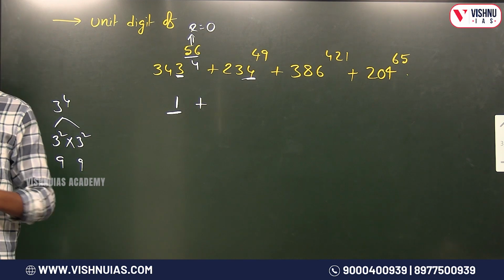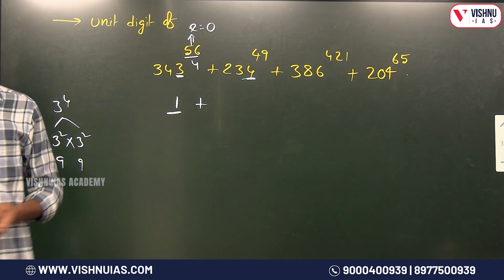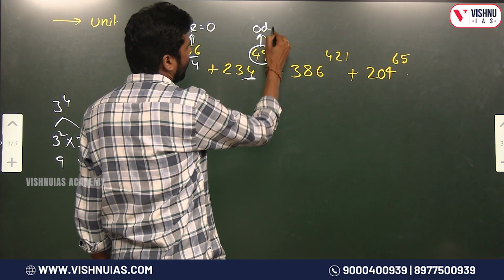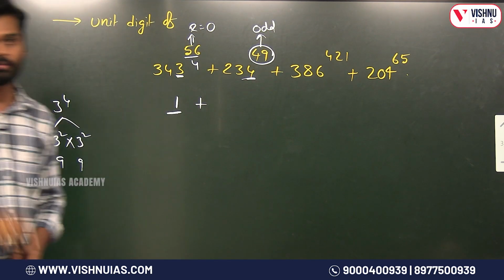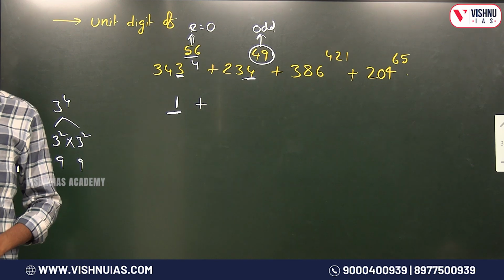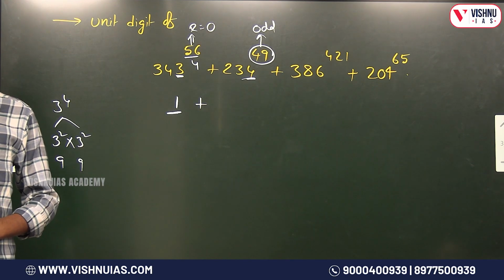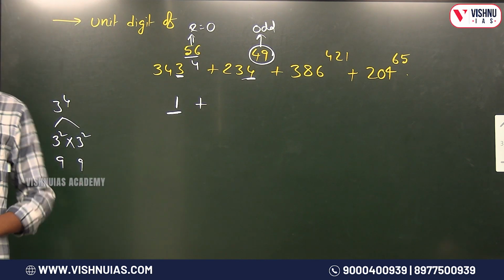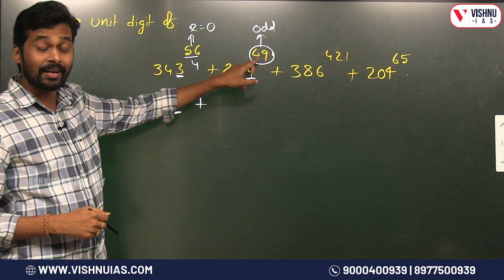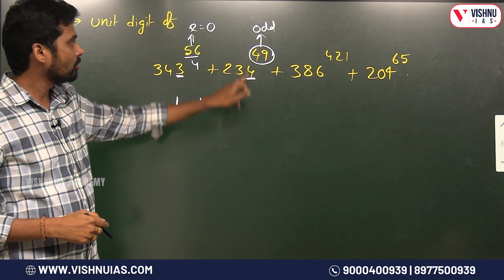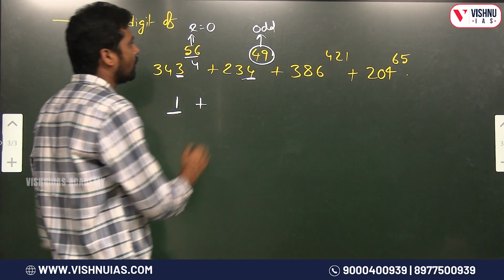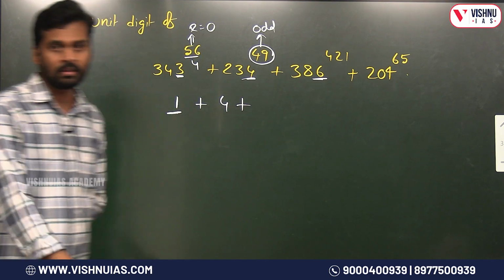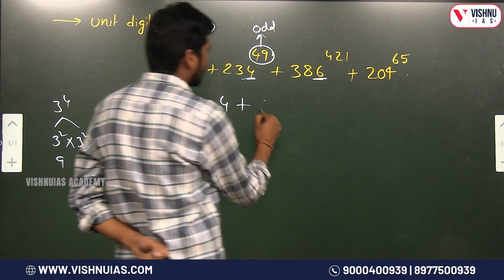4. 4 and 9, what is the logic? Powers. So what is this power? Even or odd? Odd number. When odd number is there in the power, we take 4 power 1. Even number means that no need to by heart it. So even number means that you take 4 square. Odd number means that power 1. So here 49 is what? Which number? Odd number. So 4 power 1 means that what? 4. Next 6. 6 means that again we will get the same number 6.